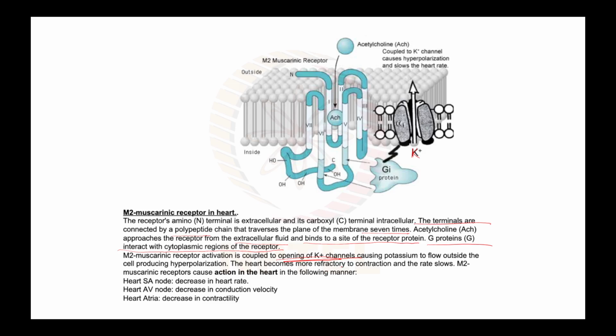So then the heart becomes more refractory to contraction and the rate slows, because for the contraction to happen you need depolarization of the membrane to take place. But due to the binding of acetylcholine to this muscarinic receptor, the potassium ion goes out, which causes hyperpolarization, and ultimately causes the heart rate to become slow. So these M2 muscarinic receptors cause action in the heart in the following manner: in the SA node it decreases the heart rate, in the AV node it decreases the conductivity, and the atrium also decreases in contractility.